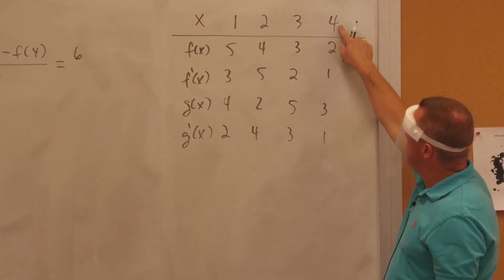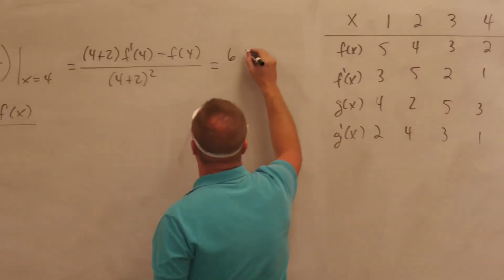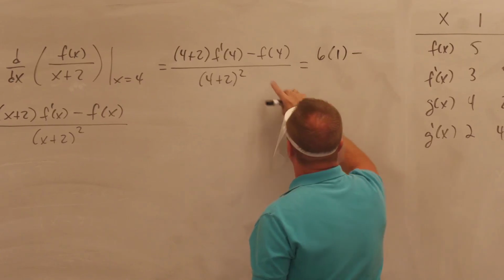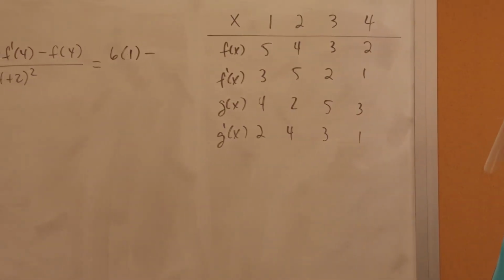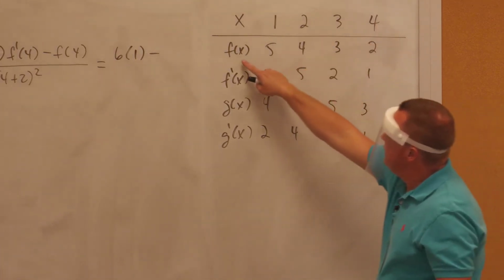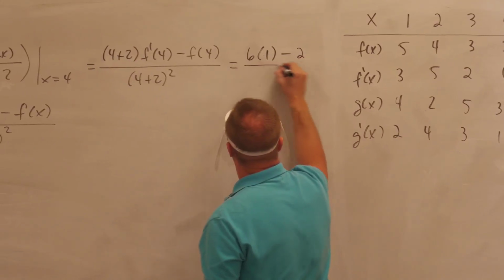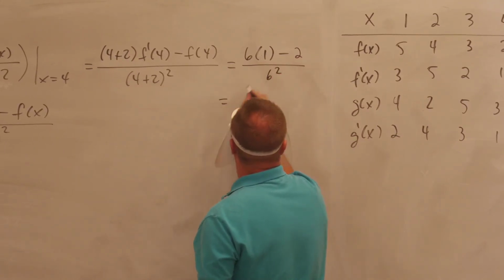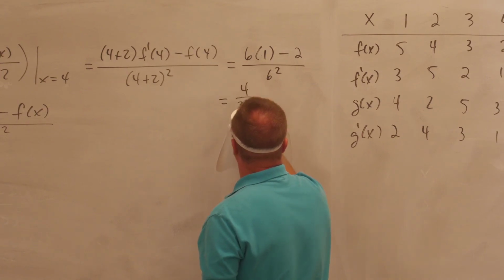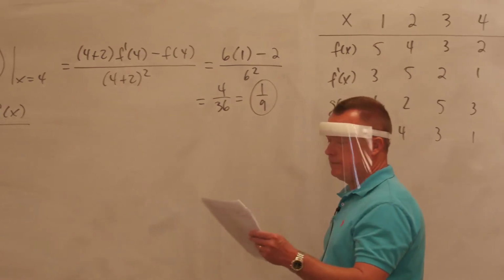It is 1. When x is 4, f prime is 1. So I put a 1 right there. Minus, what is f at 4? Here's 4, f of x is 2. Over 4 plus 2 is 6, 6 squared. So this will be 4 over 36. That'll be 1 over 9.